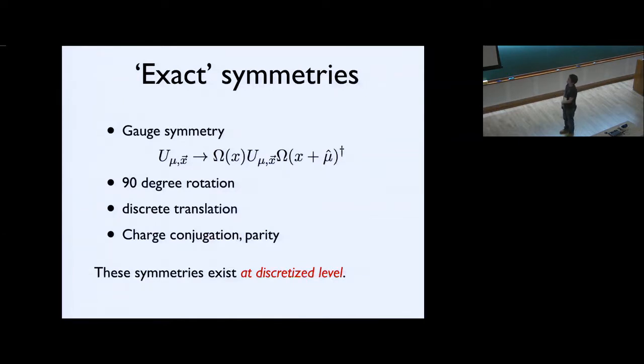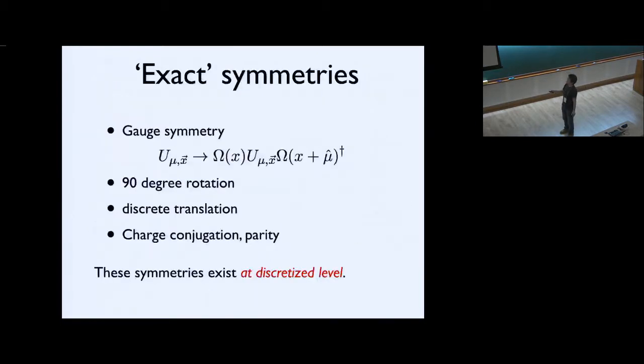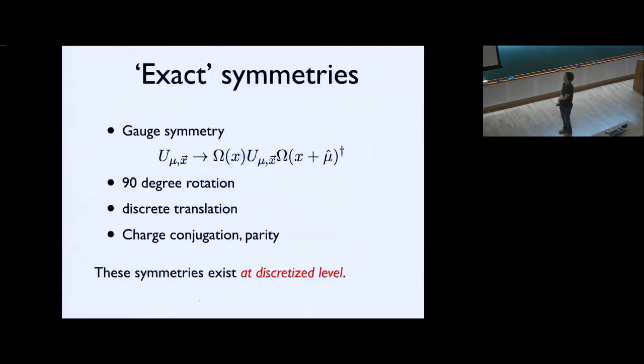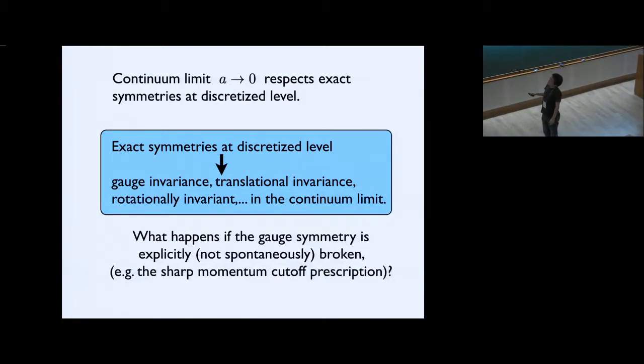And also this action has a 90-degree rotation symmetry by construction. It does not have continuum rotation, but it has 90-degree rotation. And it has discrete translational symmetry. And it has charge conjugation, parity, and so on. And these symmetries are exact at the discretized level. And when we take the continuum limit, in which lattice spacing a is sent to 0, this limit should respect the exact symmetry at the discretized level. Then this exact symmetry guarantees gauge invariance, translational invariance, rotational invariance, and so on in the continuum limit.